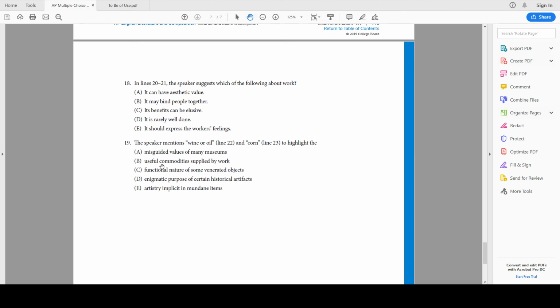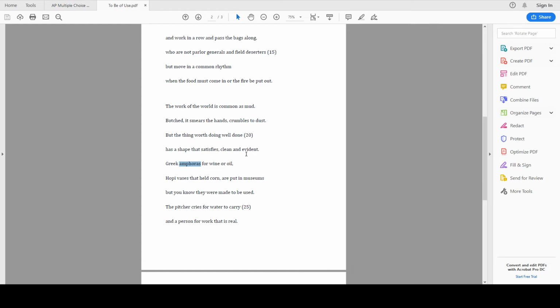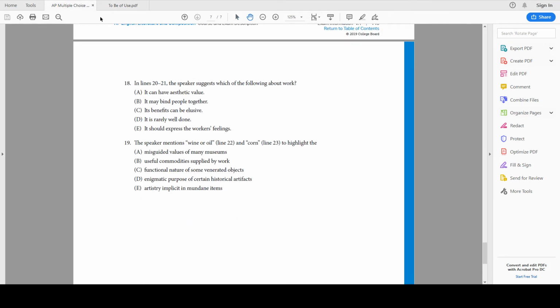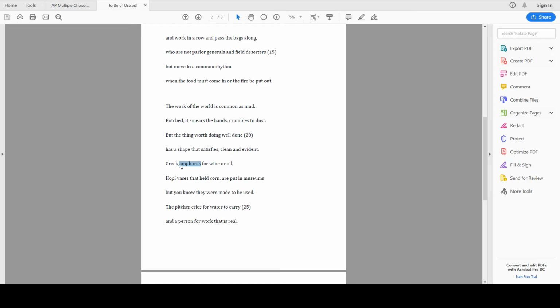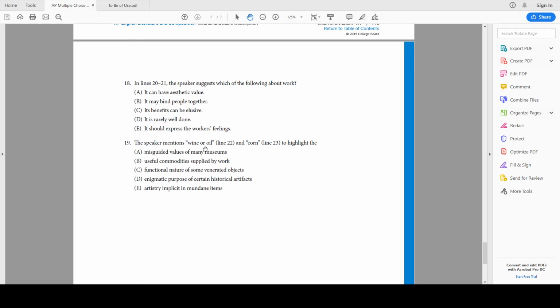Weird? No. Useful commodities supplied by work. This is tempting, right? It's super tempting to say, this person loves work, okay? So clearly, they're using those words to describe how work gives you useful commodities. But remember, these are not lines which talk about wine or oil or corn as the main subjects of the sentence. The subjects for the sentence are the amphoras and the vases. Okay? There's nothing about work there. There's only stuff about the work performed by those objects, which is why C is what makes a clearer link to that line, that those objects have a functional nature, i.e. a usefulness, that is given by the objects, not the work.